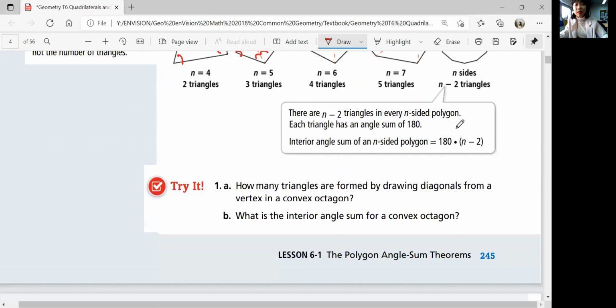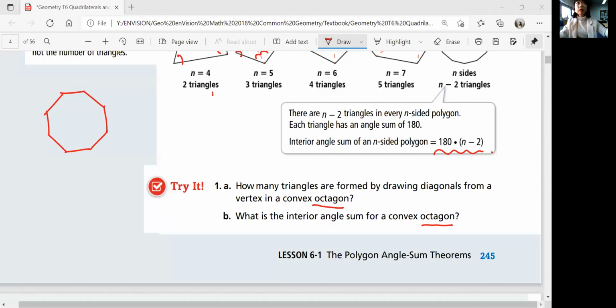Now let's look at Try number 1. Part A. How many triangles are formed by drawing diagonals from a vertex in a convex octagon? And part B, what is the interior angle sum for a convex octagon? So using the pattern we figured out, can you figure out the answers for part A and B? Come back when you're ready for answers.